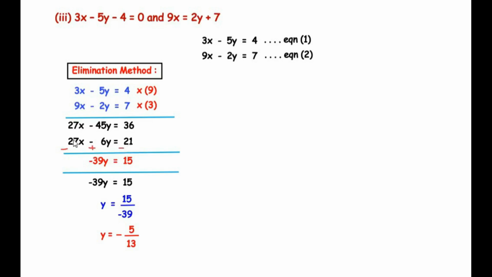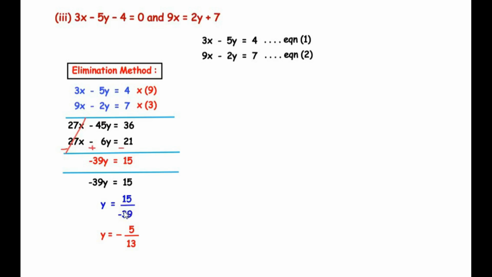So 27x minus 27x, they will add up to give us 0. Minus 45y and plus 6y gives us minus 39y. And 36 minus 21 gives us 15. So here we get the equation as minus 39y is equal to 15. Taking negative 39 on the other side of the equal to sign, we get y is equal to 15 over minus 39.